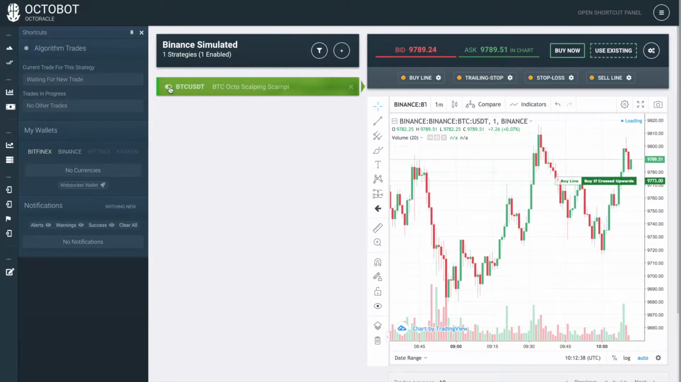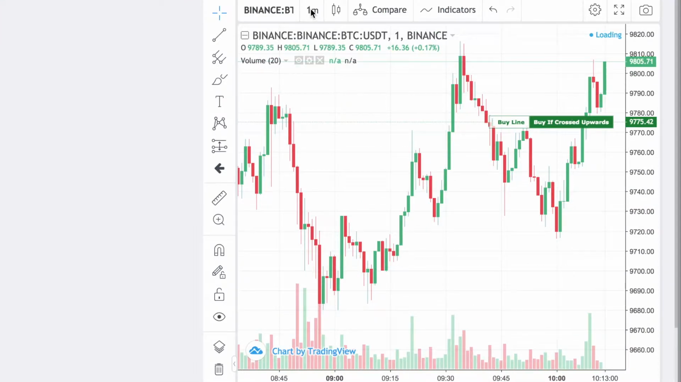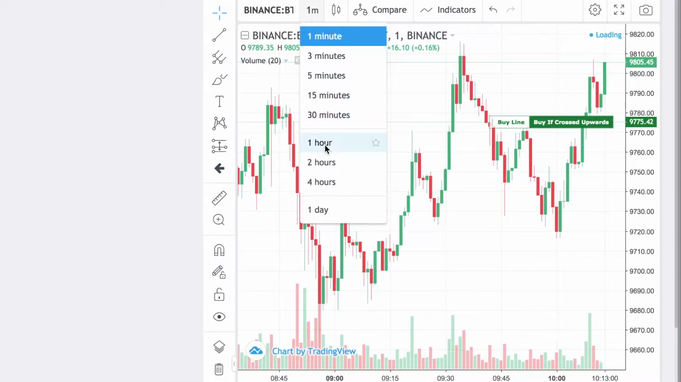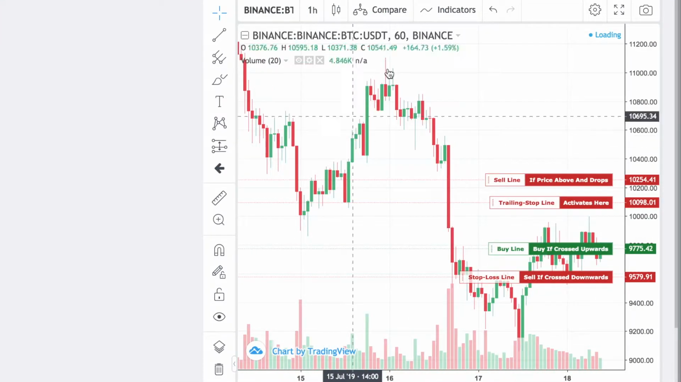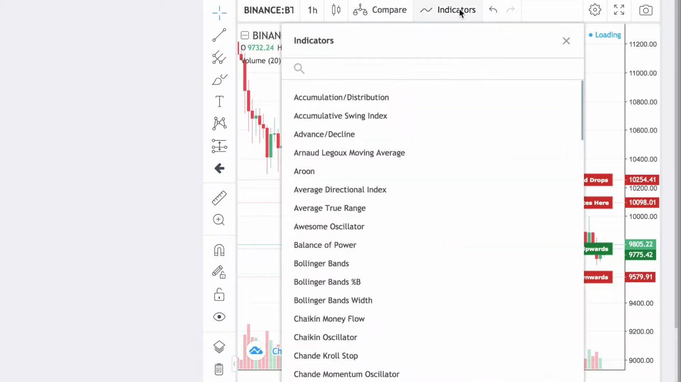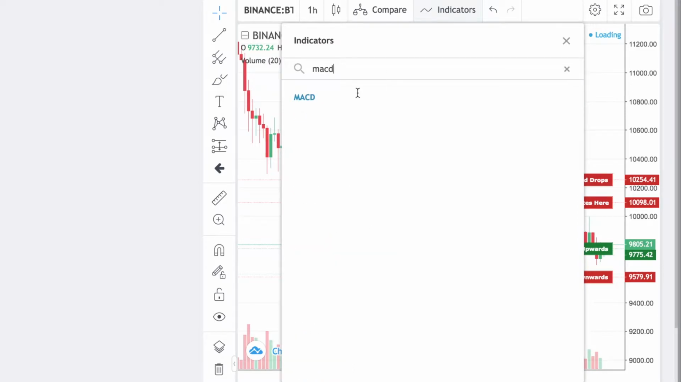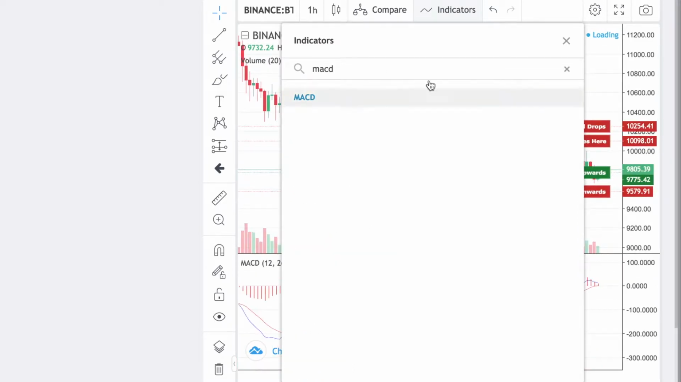Let's look at some indicators and see how likely it is the price will drop under our buyline. There is a large volume spike around 10 AM. Let's set the candle size to 1 hour and then activate the MACD indicator that will give us a better understanding of how the volume behaves. Click indicators in the upper panel and search for MACD. Then click on the MACD indicator and close the indicator panel.